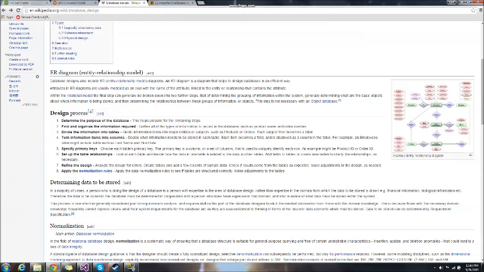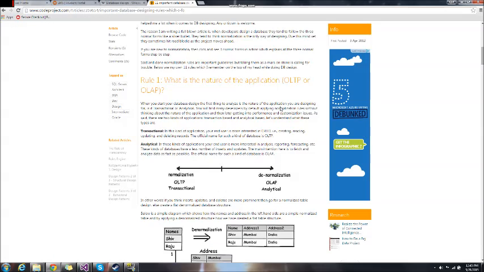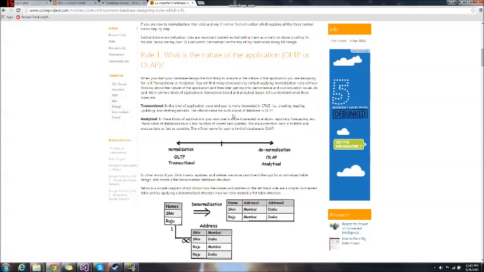So that's good. The next thing I did was find this website on the rules or guidelines for designing your database. And I'm just going to go over some of the more broad ones that seem the most important. The first one is what's the nature of the application? So what kind of information are you going to be displaying on this? You know, are you doing baseball teams? Are you doing bank accounts?